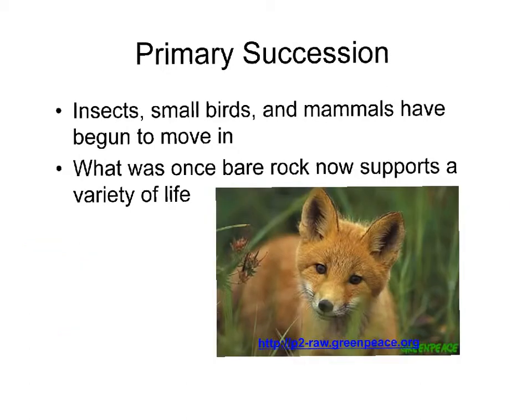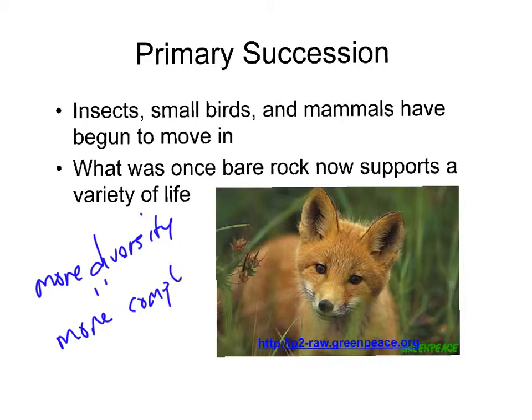Throughout all these sets of changes, more and more living things are going to be moving in, and the community is going to get more complex. So more diversity equals more complexity within the food web, more things for all organisms to eat, but also more things that are going to be interested in consuming them.